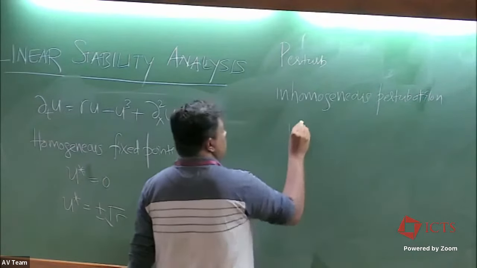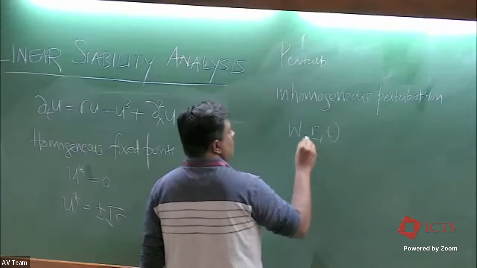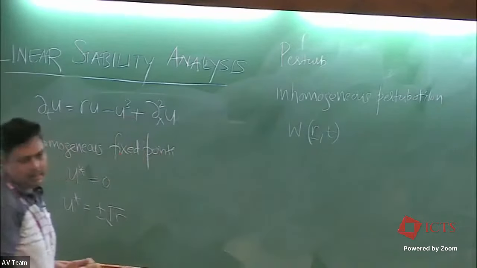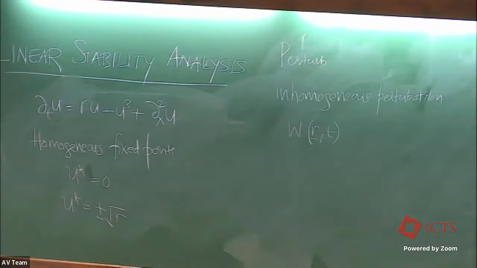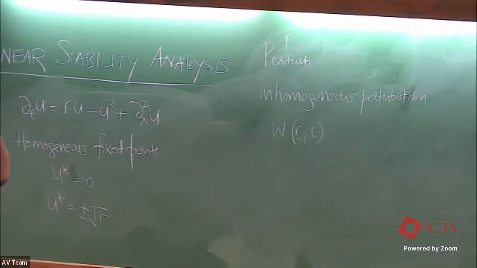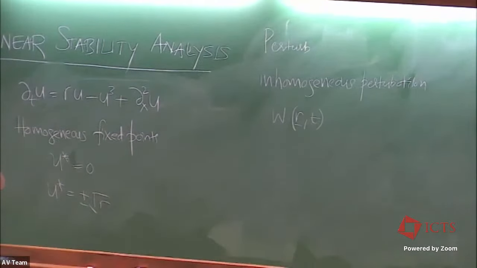That means the W itself depends on R. And that makes sense, right? If you say the system is stable and the homogeneous state is stable, I want it to be stable not just with respect to perturbations about the value of the fixed point, but also about inhomogeneous perturbations.